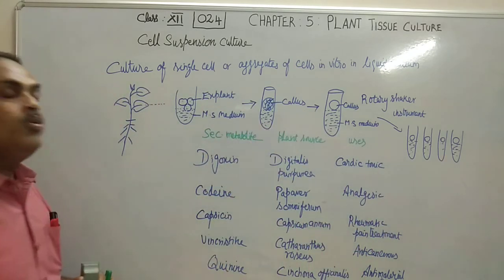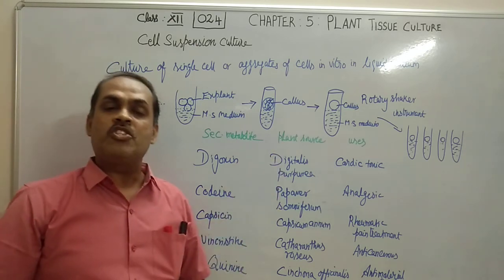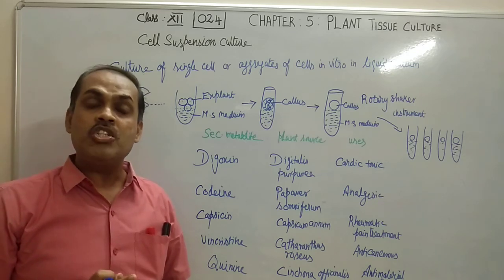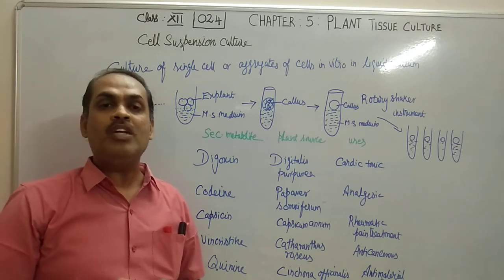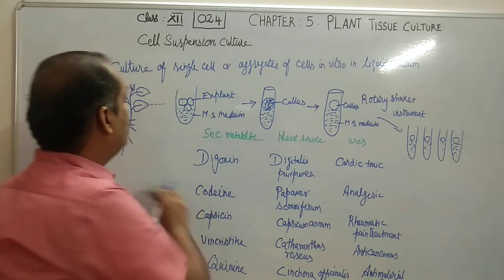Now this is how secondary metabolites can be extracted using cell suspension culture. So cell suspension culture plays a very important role in the production of secondary metabolites, which you have to keep in mind. Now the next topic is plant regeneration pathway.